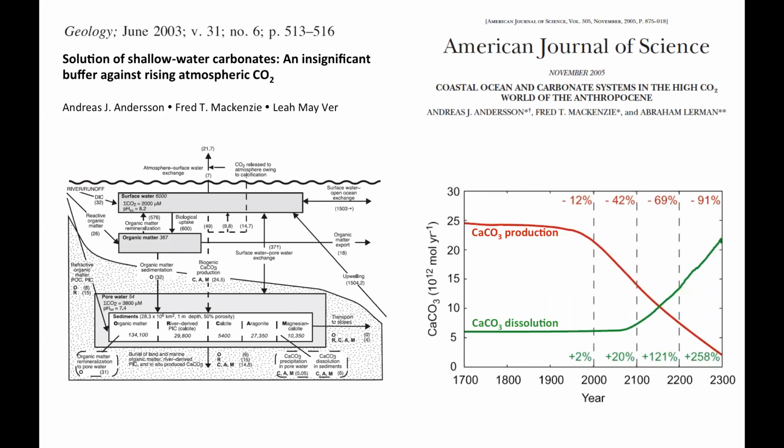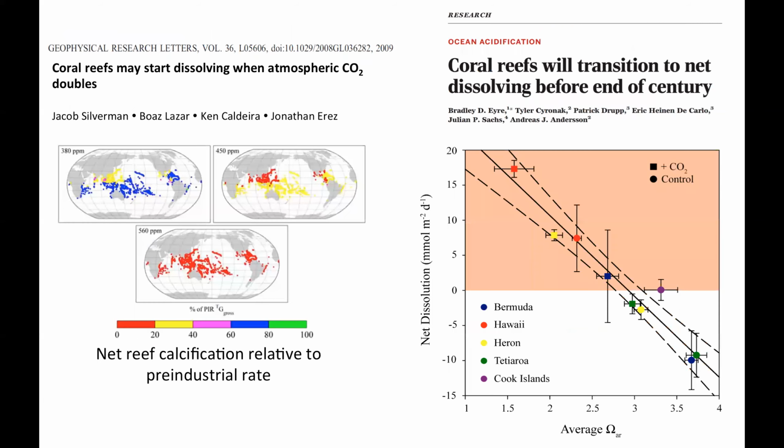However, we did find that the calcium carbonate dissolution, shown here by the green line, at some point would increase so much and exceed the calcium carbonate production, shown here by the red line. And this simulation was for global coastal ocean. There are now other papers showing similar results, and specifically there are studies of coral reef environments suggesting that coral reefs will transition to a condition of net dissolution. So here's just a couple of examples.